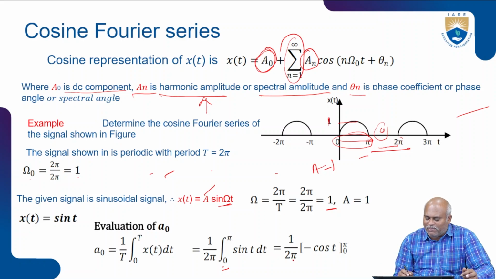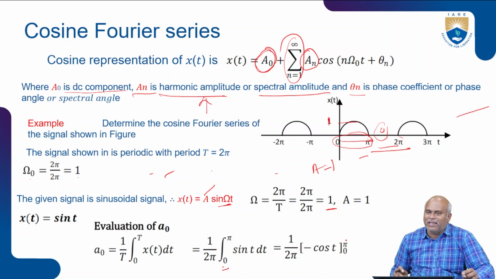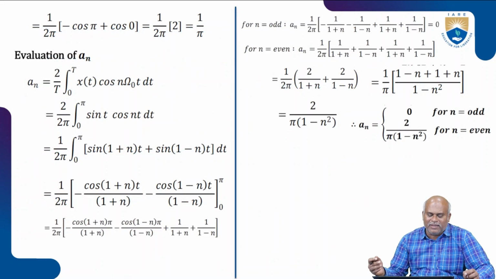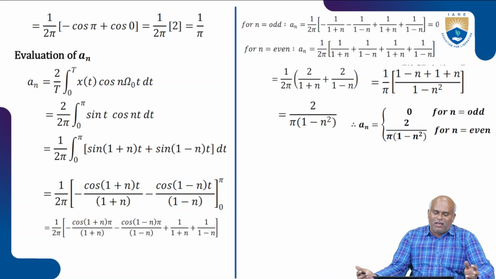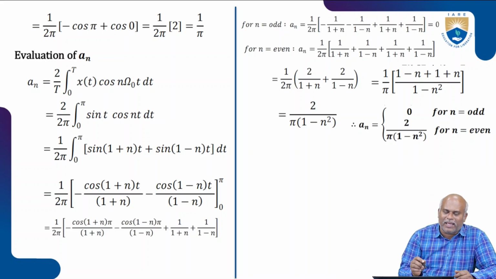That is 1 by 2 pi. So you do the integration: the integral of sin t is equal to minus cos t. I write minus cos t with the limits 0 to pi substituted. Then if you substitute 0 to pi, that is minus cos pi plus cos 0.